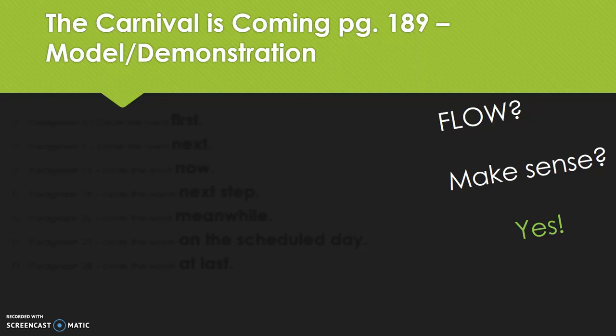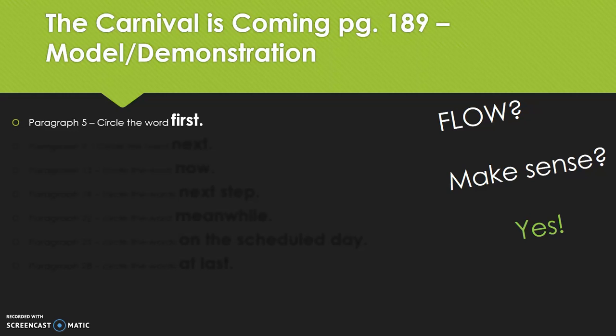Starting at paragraph 5. First, select a date for the carnival. Choose a time when friends and family can attend. Check school and community calendars to ensure there are no conflicts. Be careful not to plan the event too close to a holiday so that people will be in town. Students, in paragraph 5, circle the word first. That is your first time order transition word.